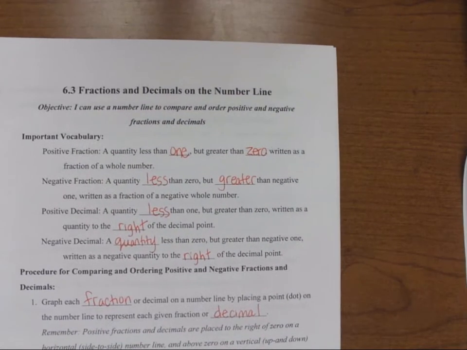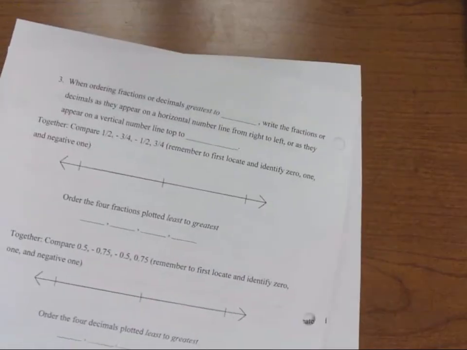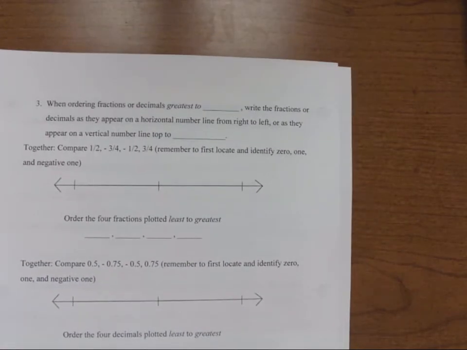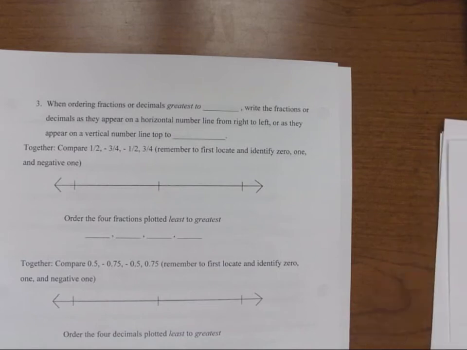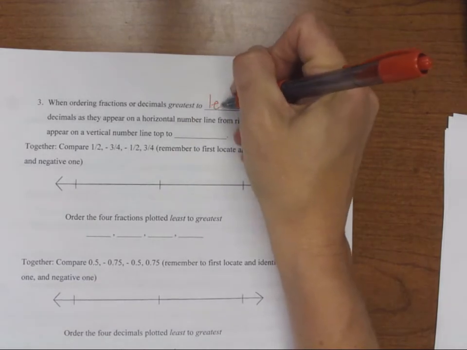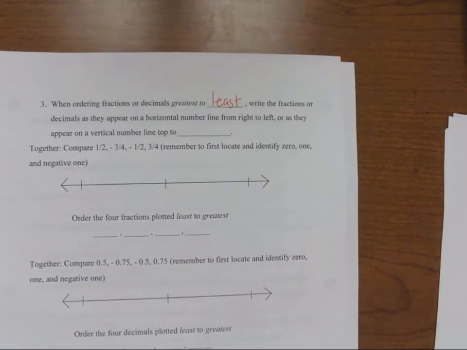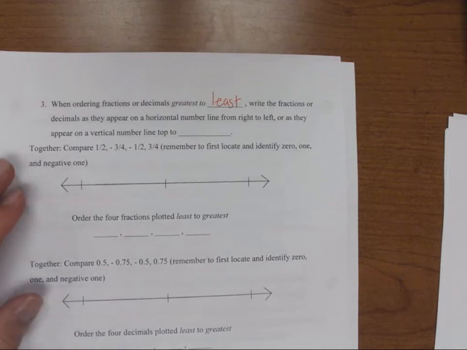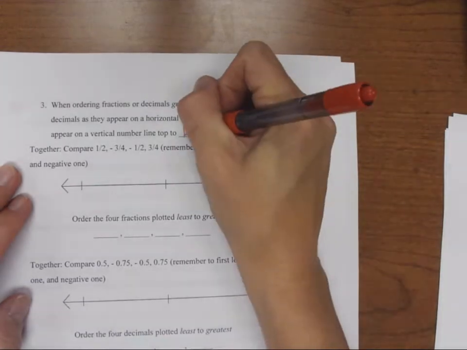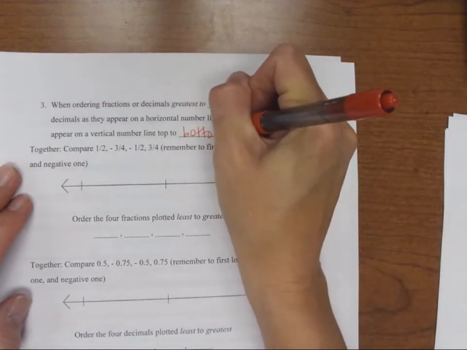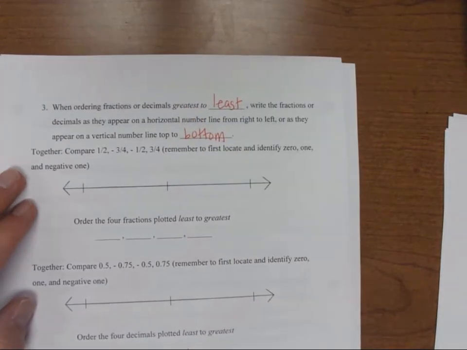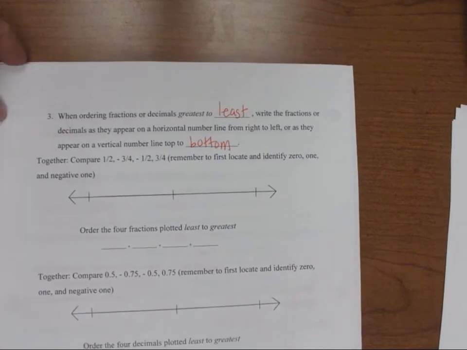And then if you'll turn that piece of paper over, we can continue with step number 3, which says when ordering fractions or decimals greatest to least, so write in the word least, write the fractions or decimals as they appear on a horizontal number line from right to left, or as they appear on a vertical number line top to bottom. So let's practice these together.